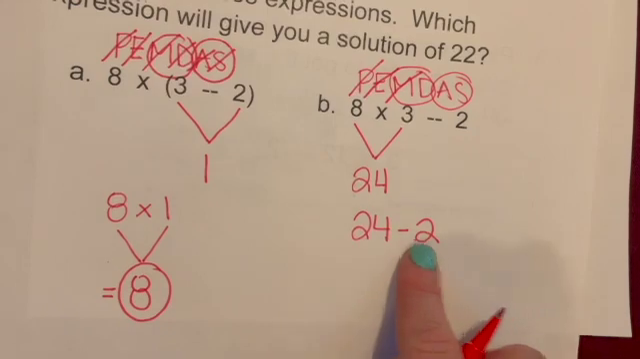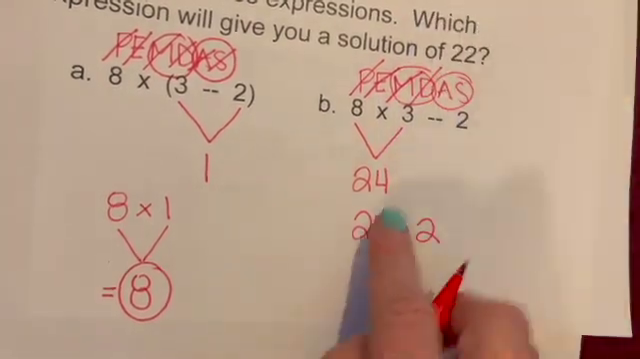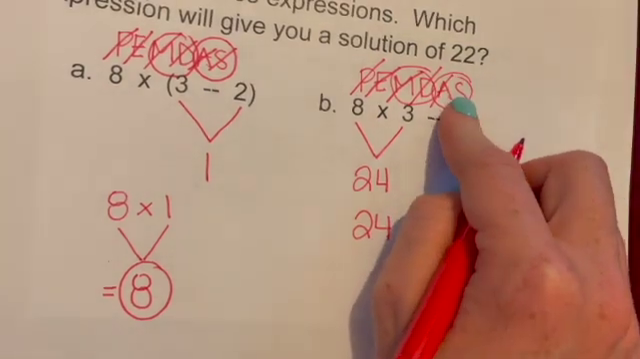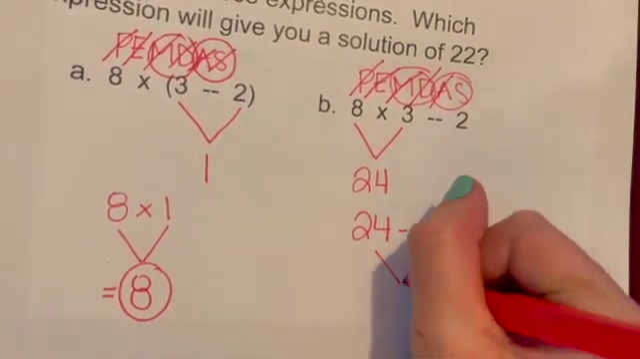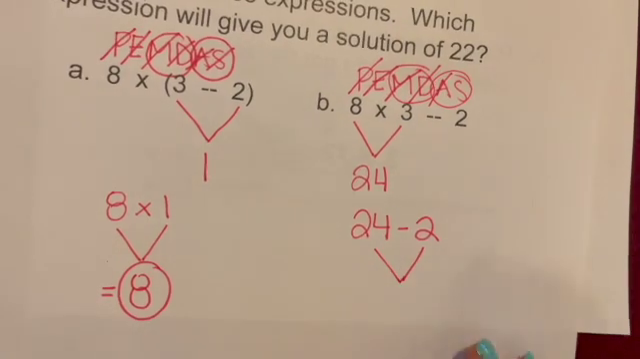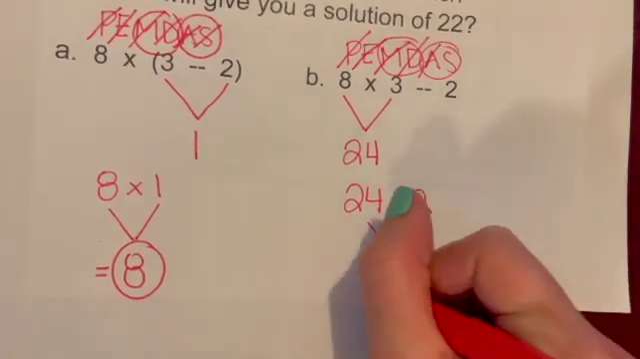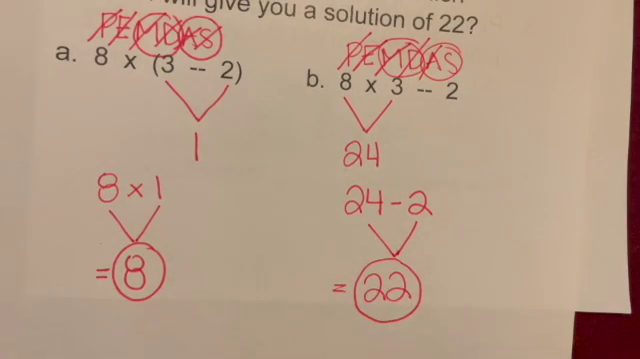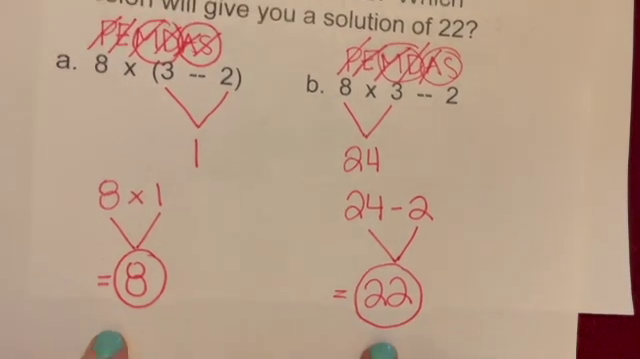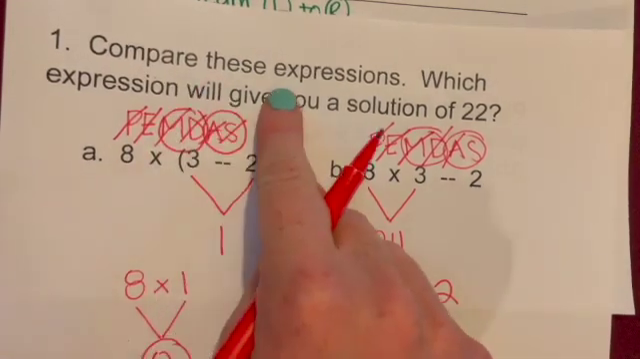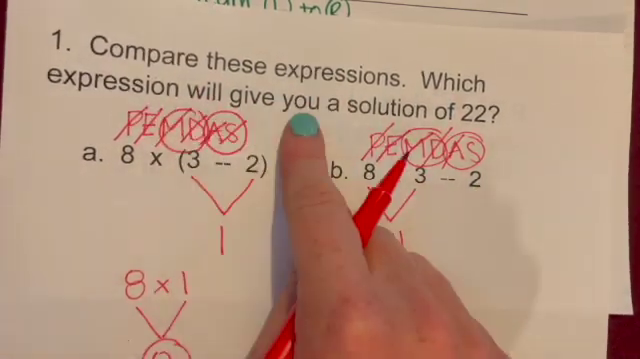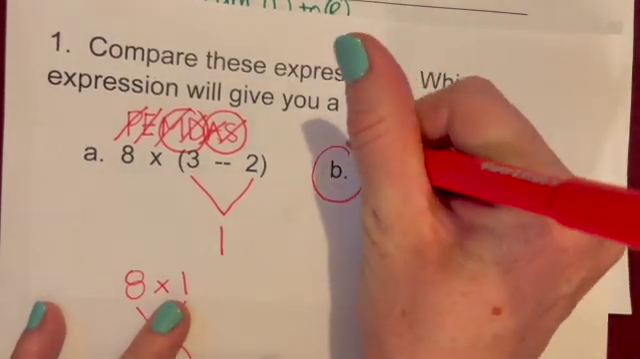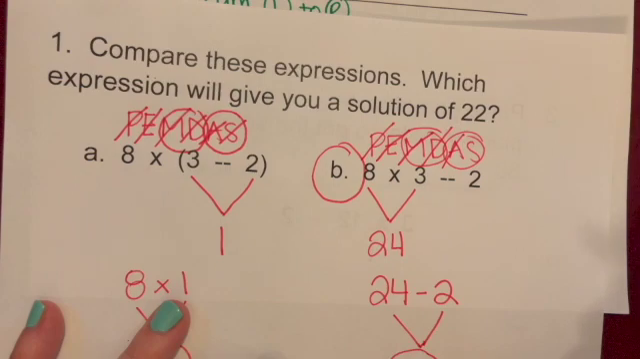I look here. Do I have any division? I don't have any division. Do I have any addition? I don't have any addition, so I cross off the A. And lastly, I'm left with subtraction. So I'm going to make my caret, and I'm going to solve. 24 minus 2 is 22. I am not finished with the problem yet. I've solved A and I've solved B. Now I need to compare these expressions. Which expression will give you a solution of 22? B is my answer. B will give me a solution of 22.